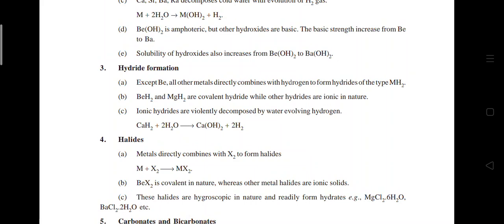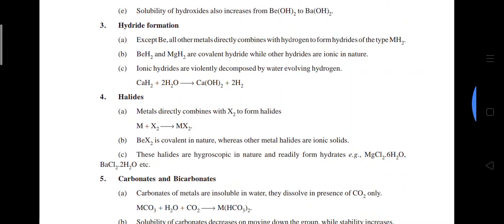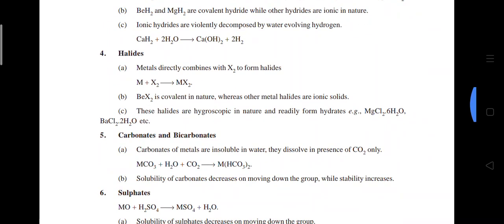Third is hydride formation. Except beryllium, all other metals directly combine with hydrogen to form hydrides of type MH2. Beryllium hydride and magnesium hydride are covalent, while other hydrides are ionic in nature. Ionic hydrides are violently decomposed by water, evolving hydrogen.